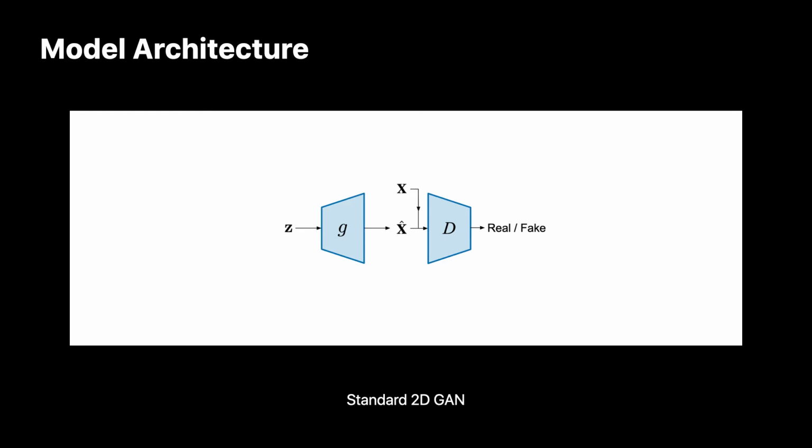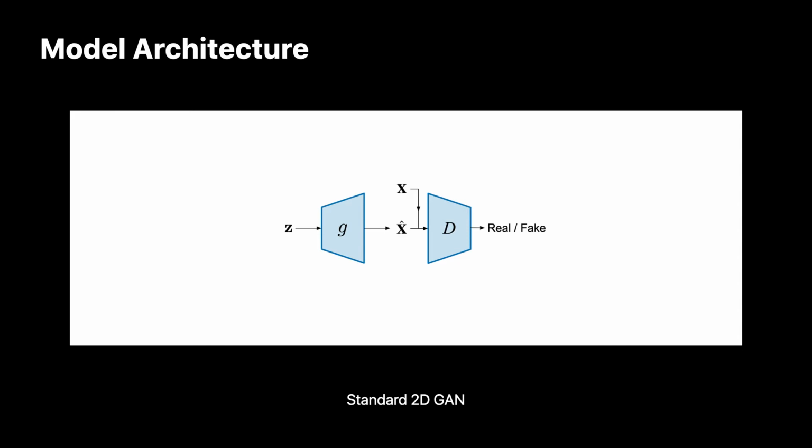Our Generative Scene Network architecture follows an adversarial learning framework, where the generator tries to map noise to realistic-looking images, and the discriminator tries to distinguish between real and fake images. Here we show the architecture for a standard 2D image generating GAN with a convolutional generator and discriminator.